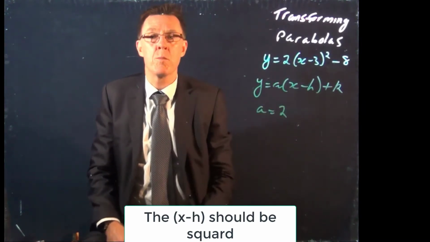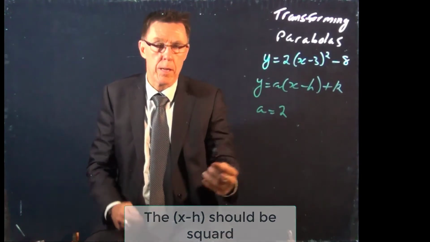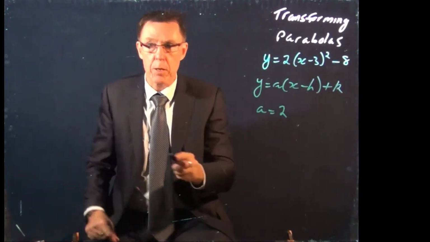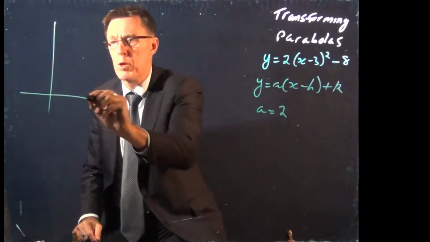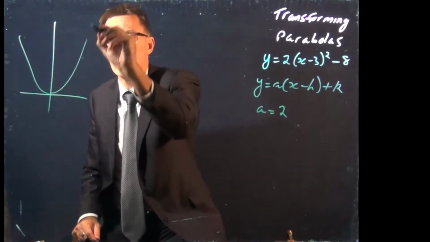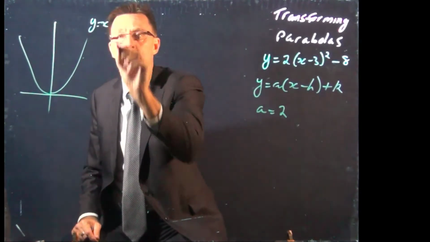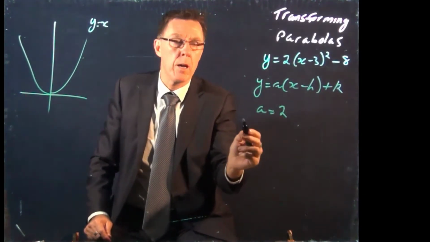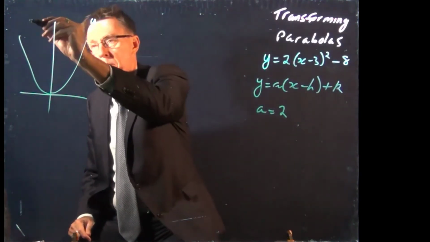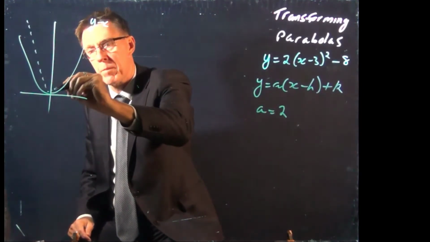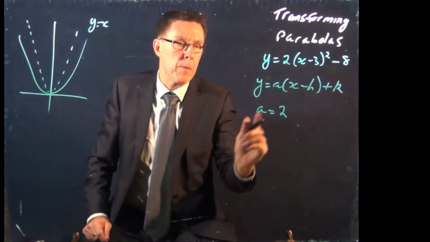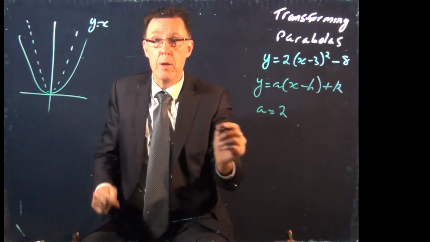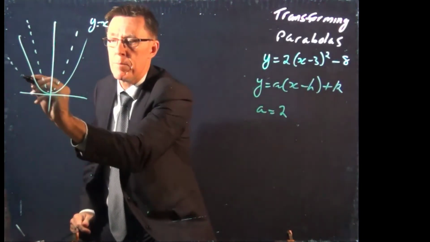So when we look at the setup here, we can see that our a value from our original one is 2. That's the dilation factor. That controls how fat or skinny the graph is. So if I had my original graph as y equals x squared, this a value here would make it get more skinny. Now, if I had an a value that was less than 1, it would make the graph get more fat.